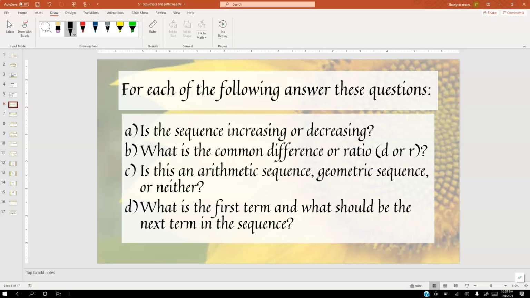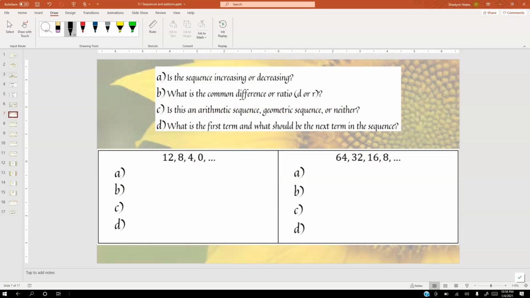Okay? So for each of the following, we're going to answer these questions. Is the sequence increasing or decreasing? What is the common difference or ratio? So it's D for common difference or R for ratio. Is it arithmetic or geometric? Remember, arithmetic is adding or subtracting. Geometric is multiplying or dividing. And neither means it's doing something completely different. Okay? And then what is the first term? And what should be the next term? Okay, those are all the questions we're going to be answering as we go through.